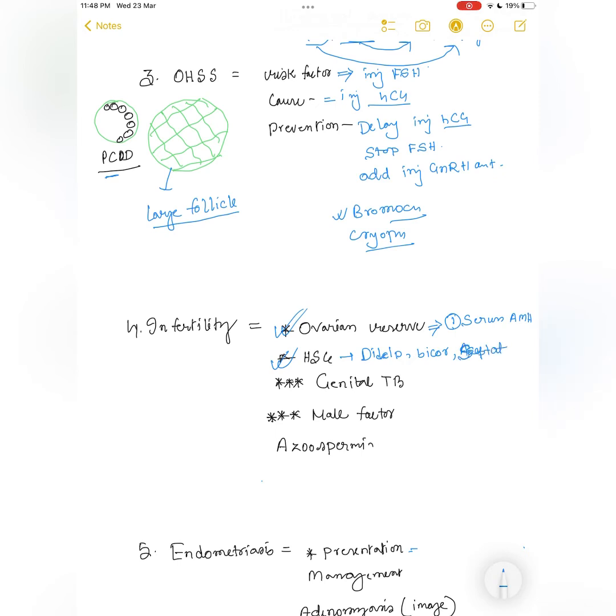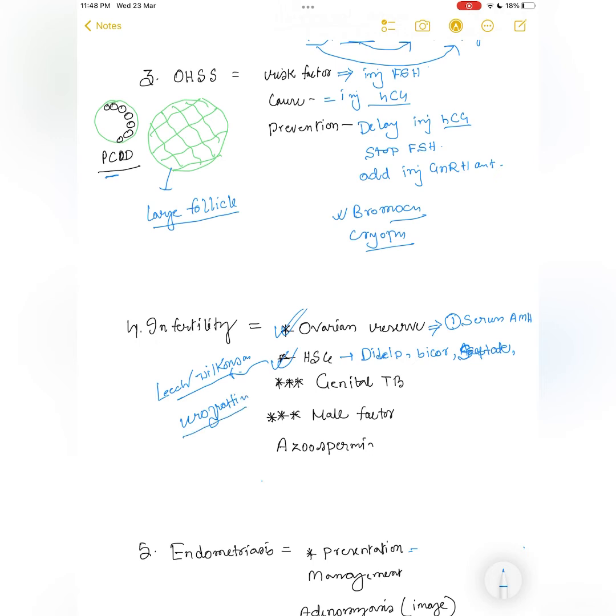Okay, so about the HSG, you have to diagnose this. And in case of HSG, how is it done, what is the instrument used? The instrument used for HSG is the Wilkinson cannula. Okay, and the dye is Urografin dye. So this is important for your exam.